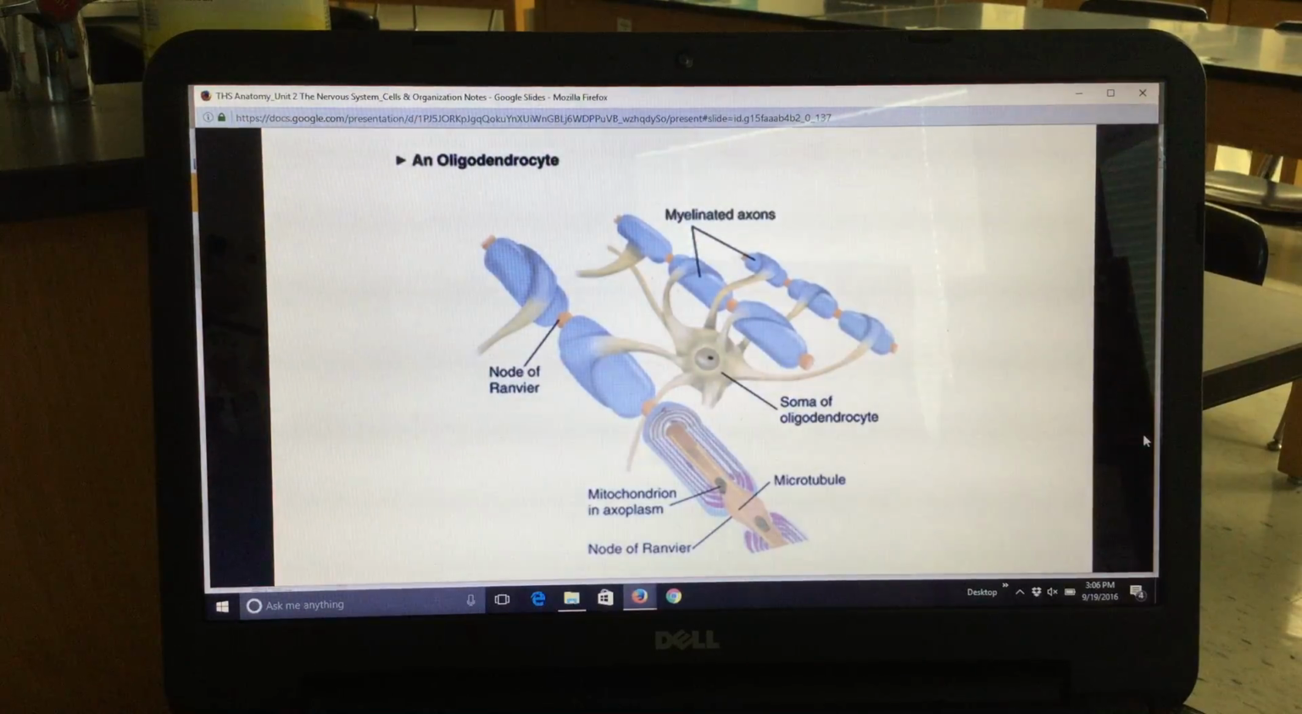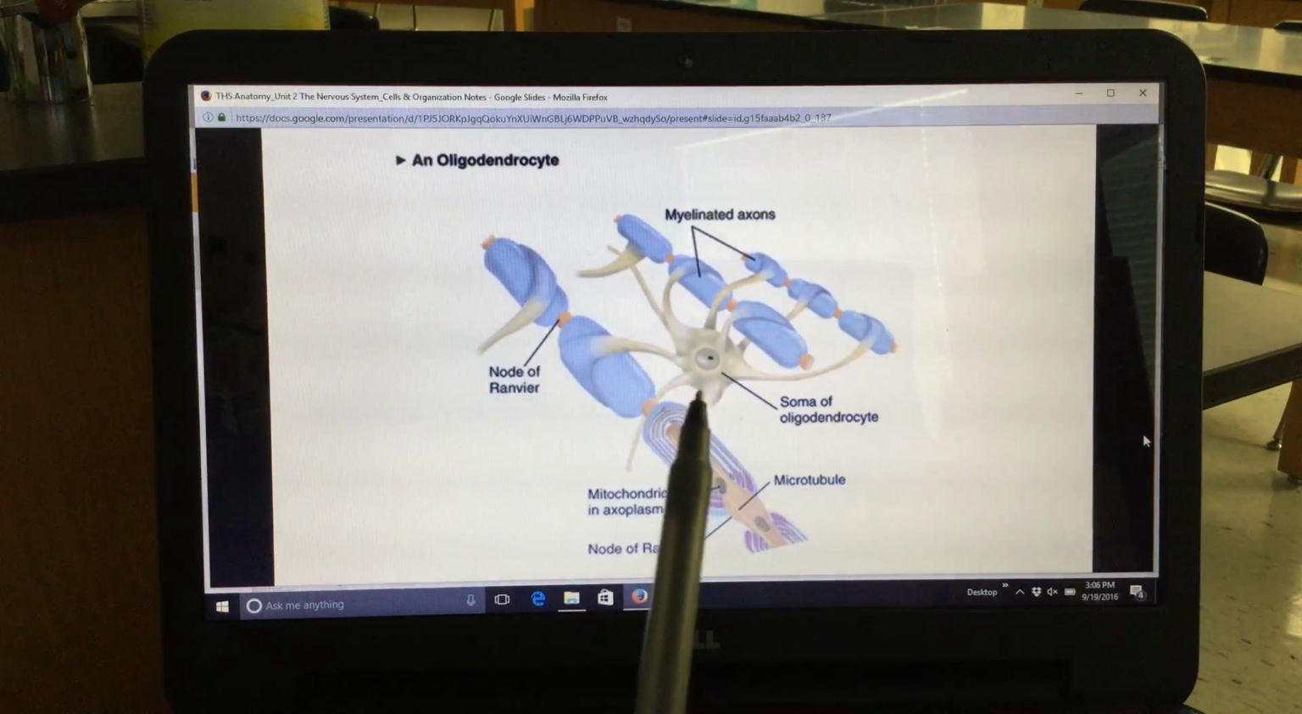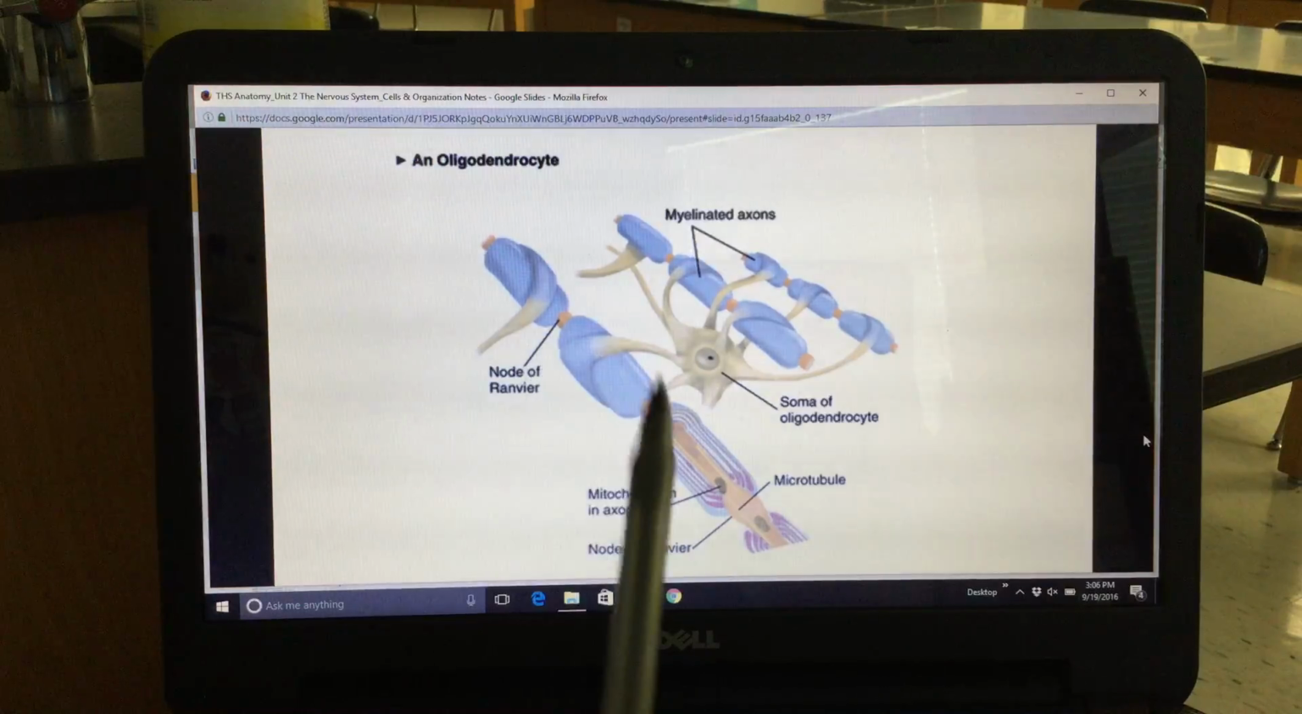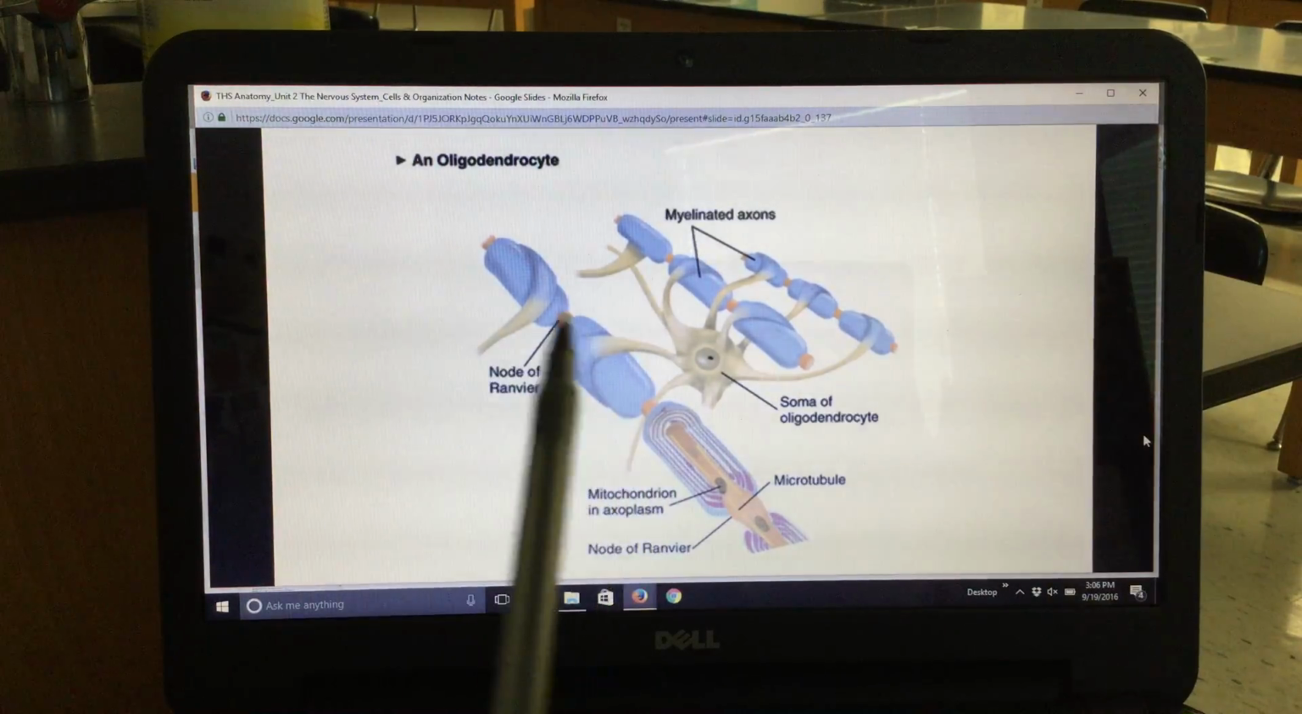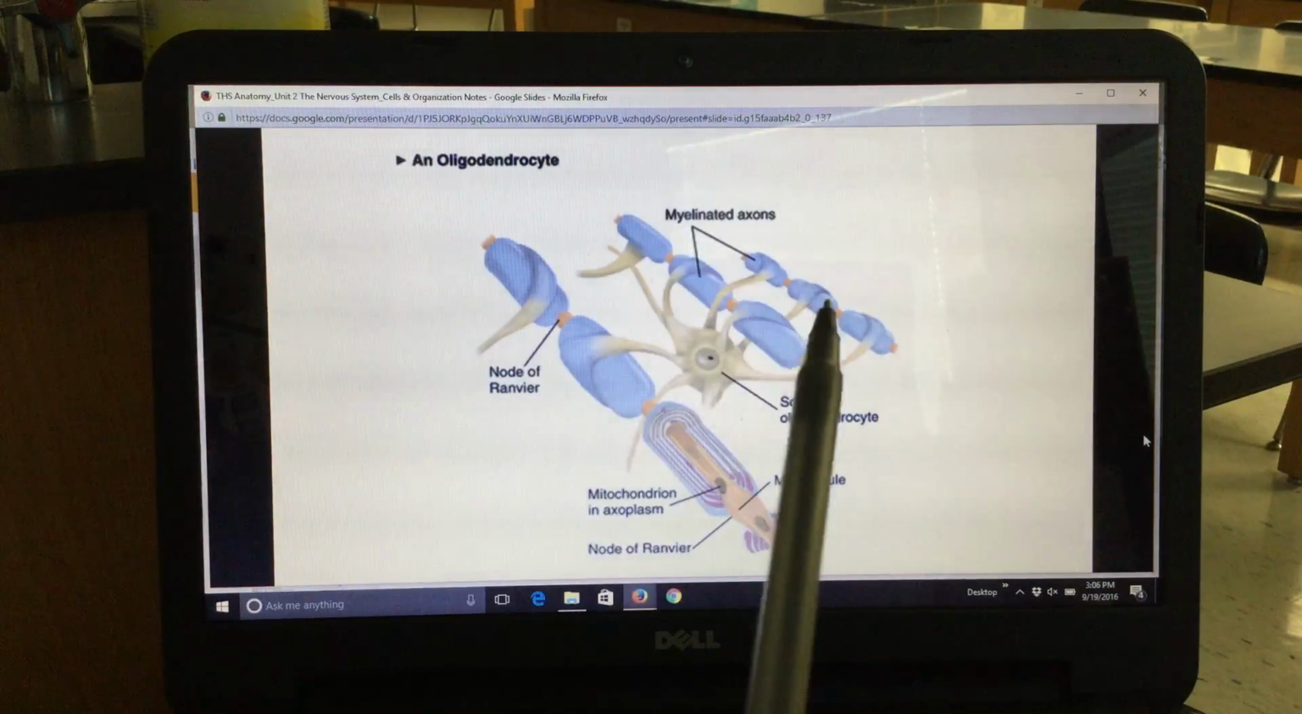We see another image of it here. Here is the oligodendrocyte partially unwrapped, and those unwrapped parts then cover and wrap up the axons of neurons in our body.